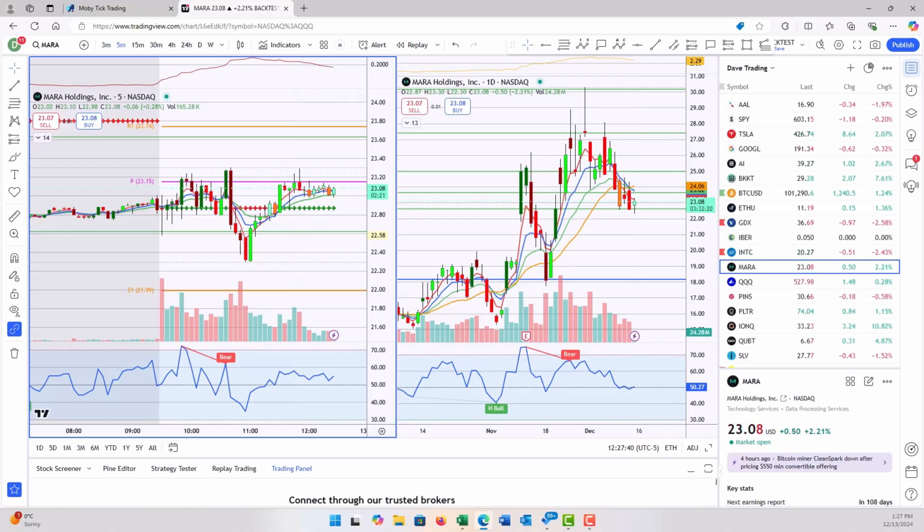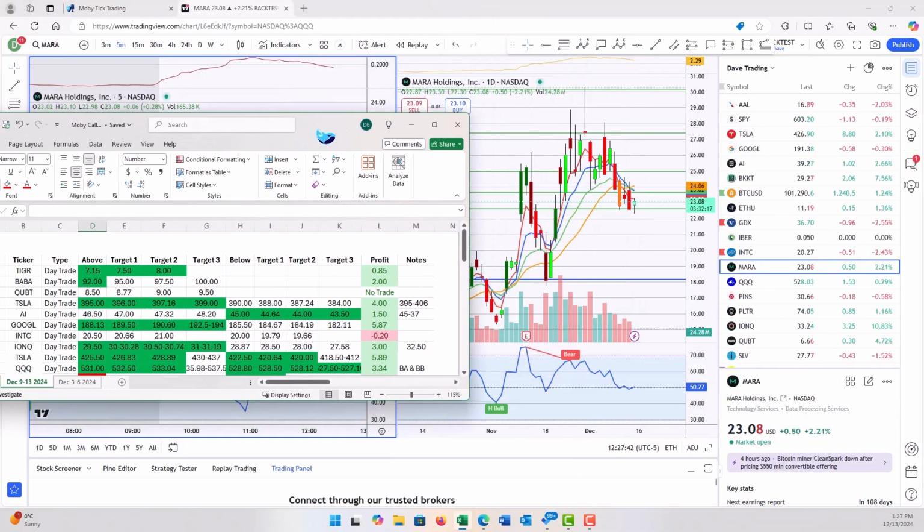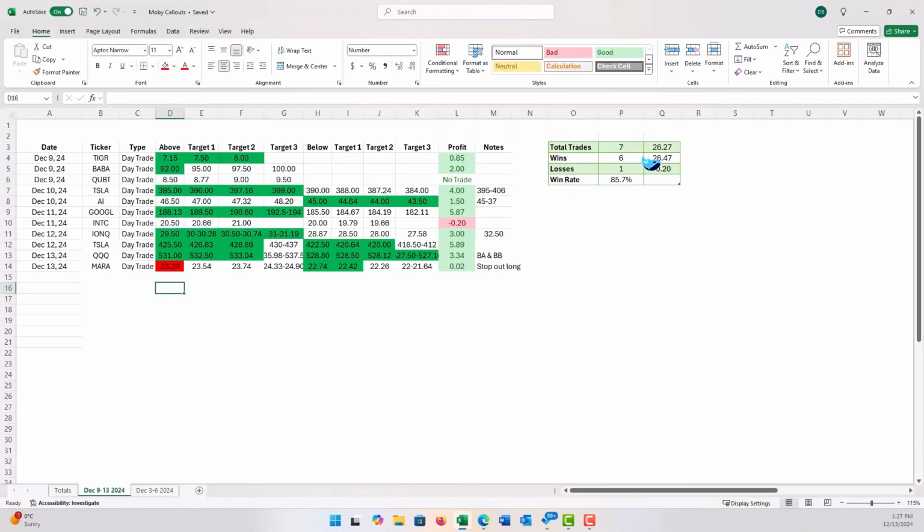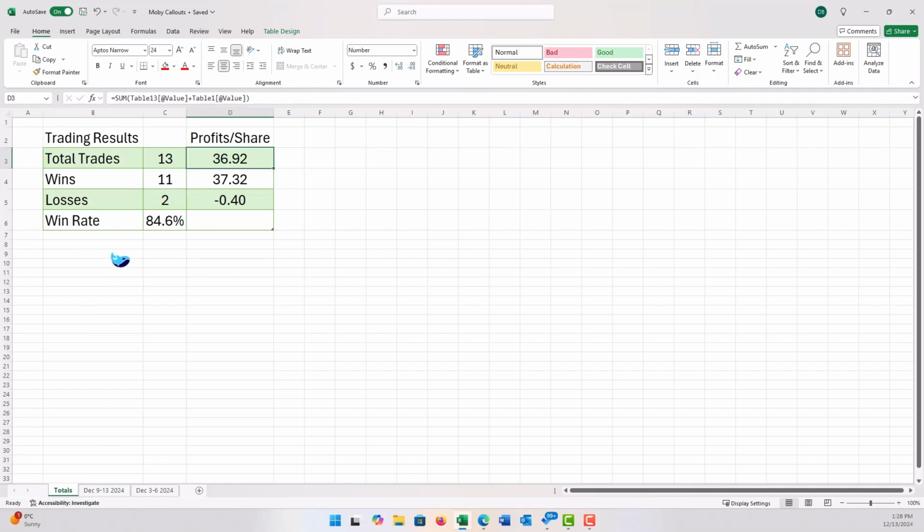So let's have a look at where we're at today for our trades. So far this week, 7 trades, 6 wins, 1 loss. And so our total wins are $26.47 per share for the week. And then our totals from when we started December 3rd all the way till now, we have 13 trades, 11 wins, 2 losses. So we're up 37.32 on the wins, 40 cents on the losses, so a total of 36.92 per share on our wins.